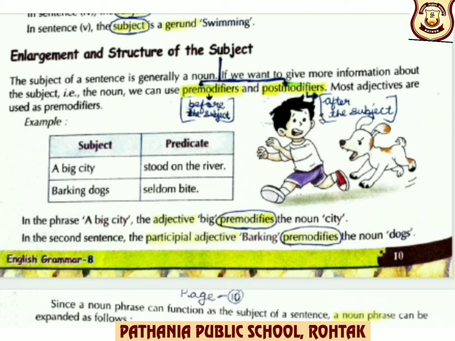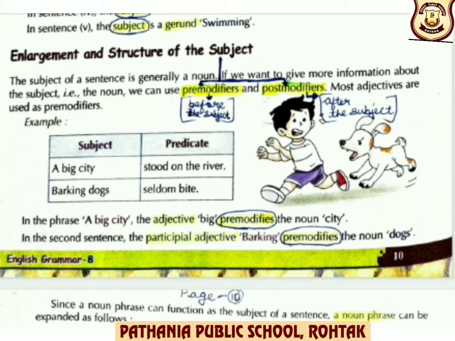So what comes before the subject may be an article, determiner, quantifier, but they are a part of a subject. And what comes after the subject, that is noun or pronoun, may be a noun phrase, a prepositional phrase. So they are the part of the subject. They are called as post modifiers. Most adjectives are used as pre-modifiers.